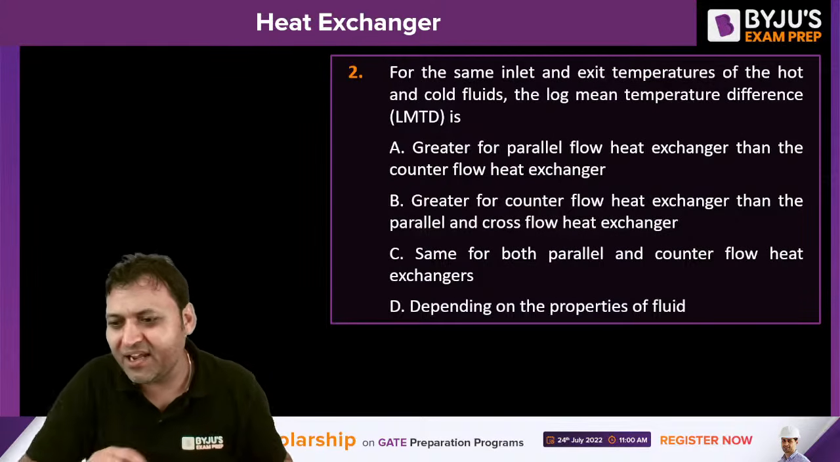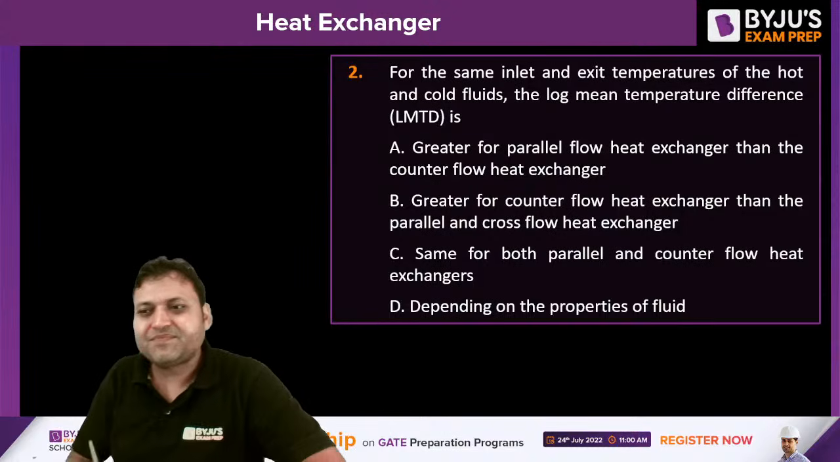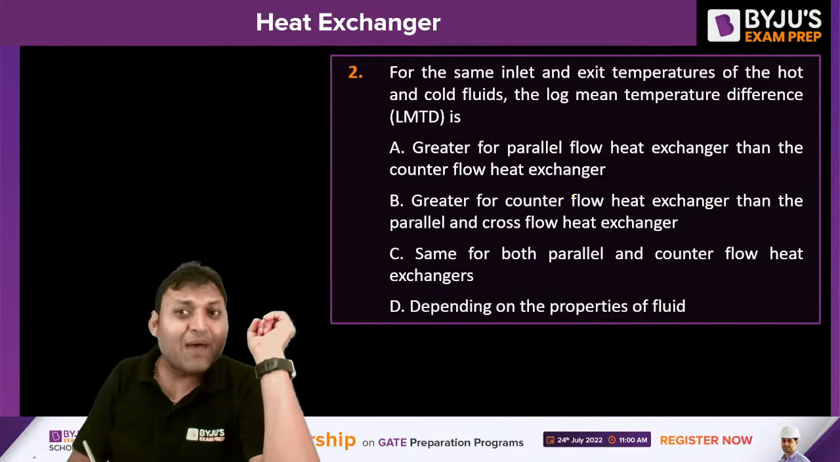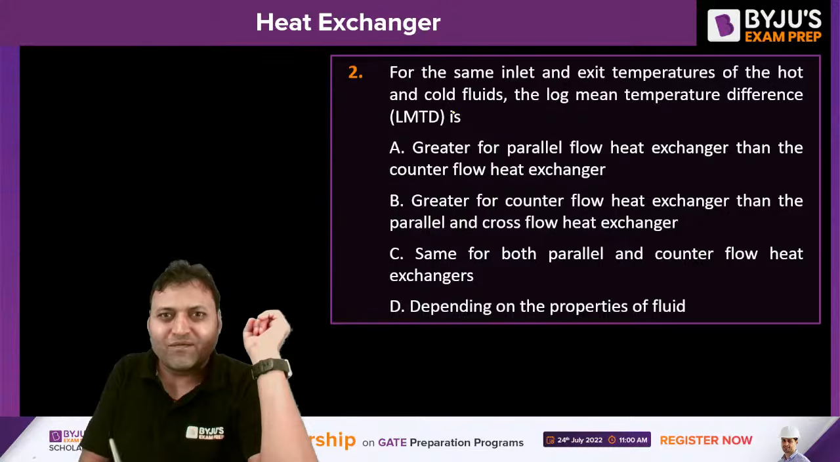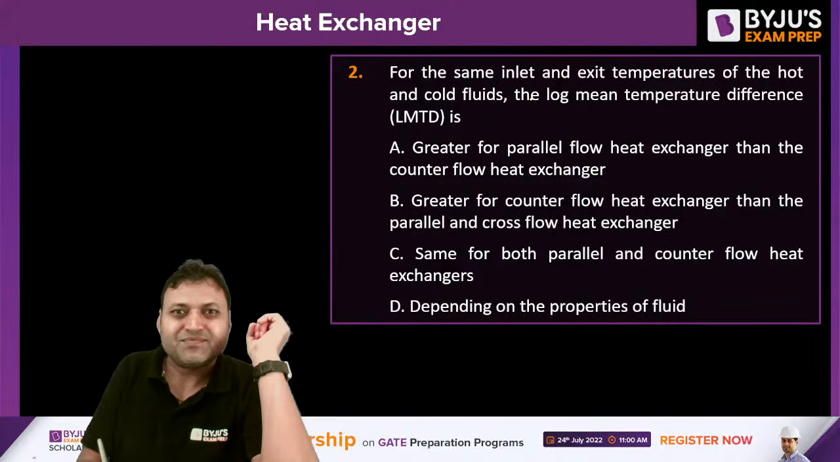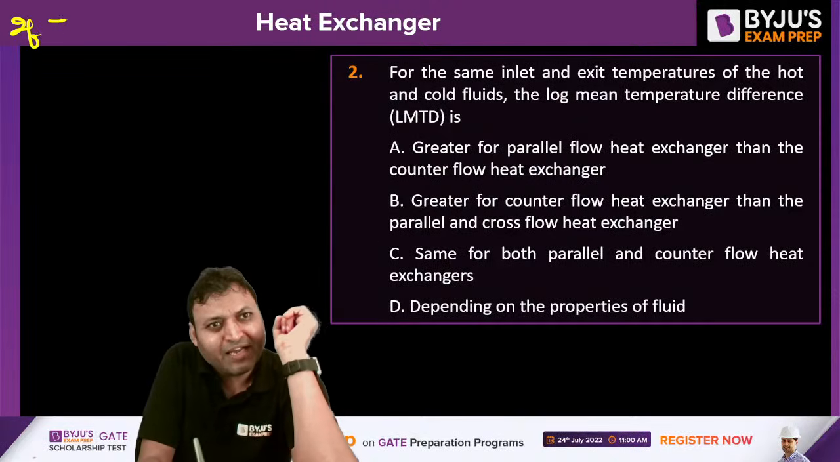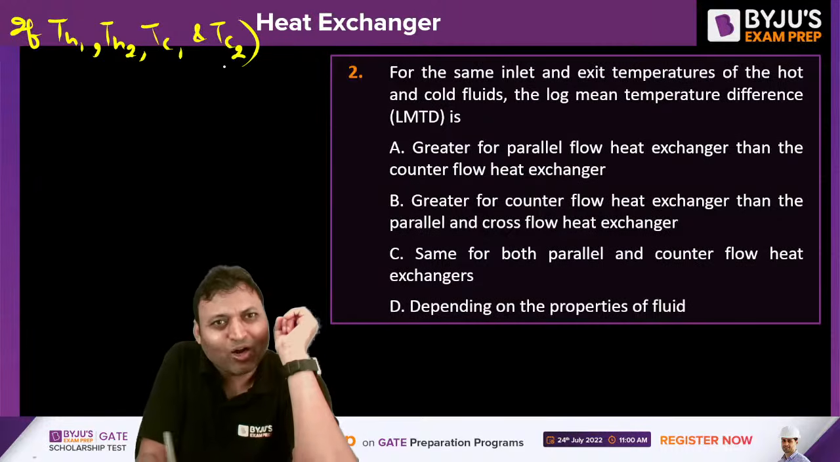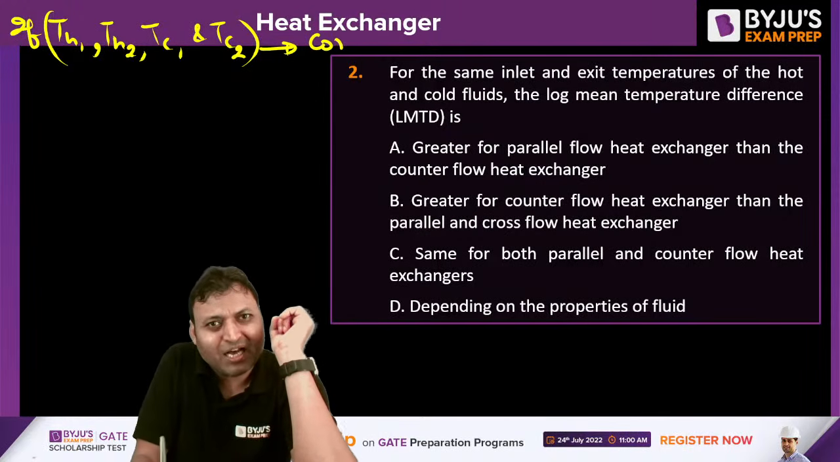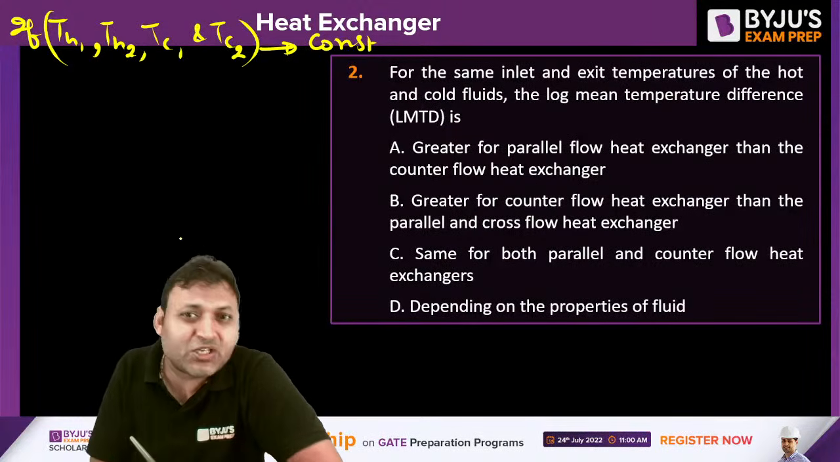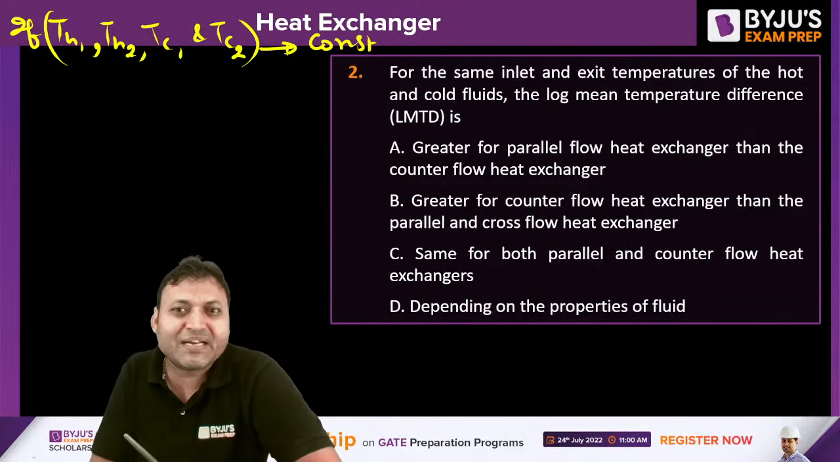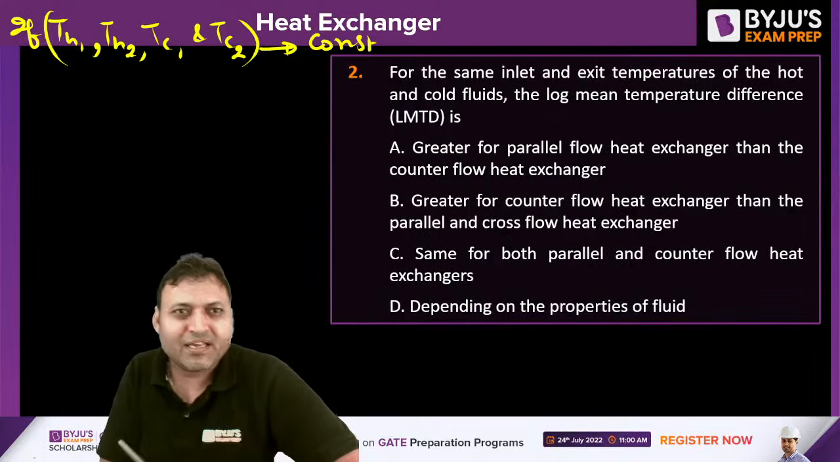The next question is on the screen. Is it clear, Sachin? The next one. For the same inlet and exit temperatures of the hot and cold fluid, it means for the same terminal temperatures, the logarithmic mean temperature difference is, for the same terminal temperatures, if TH1, TH2, TC1 and TC2 are constant. If the same terminal temperatures are there, then which one will have more LMTD and which will have less LMTD? Do you know that?